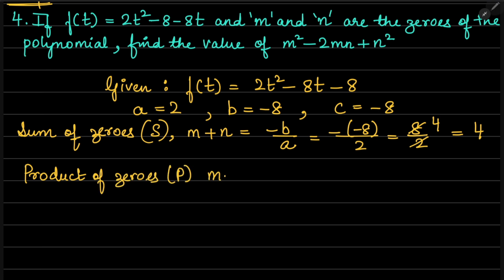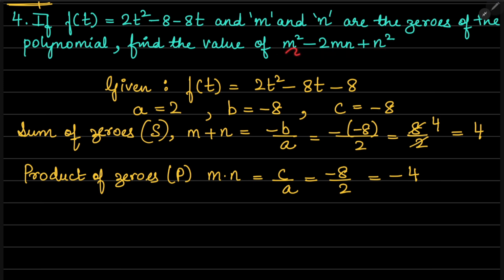P, that is m into n. The formula is c by a. What is c? Minus 8. What is a? 2. So what's the answer? Minus 4, right? But now the thing is, you have to find the value of m square minus 2mn plus n square.